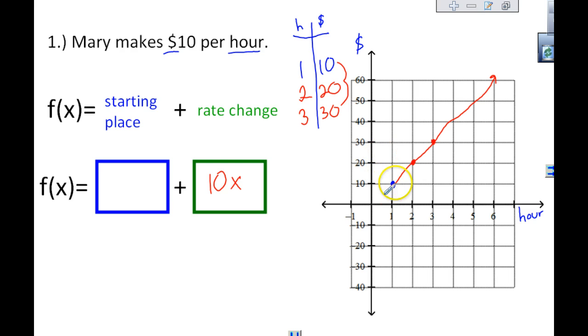Now, where is this starting from? So if you work this graph backwards, where's across the y-axis? 0, yeah. We started with no money.